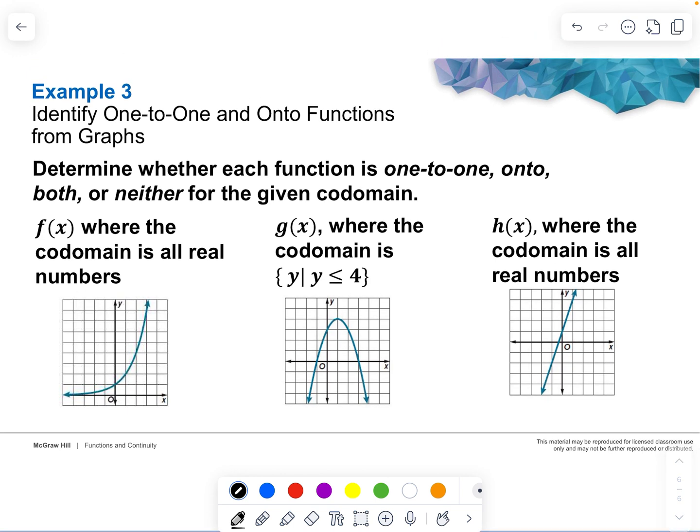And now we're going to look at 3 more graphs. We're going to determine whether each function is one-to-one, onto, both, or neither for the given codomain. So in the first one, the function where the codomain is all real numbers. First question I'm going to ask myself is, does it pass the horizontal line test? I'm going to use HLT. Well, it passes that, right? So that means it is one-to-one.